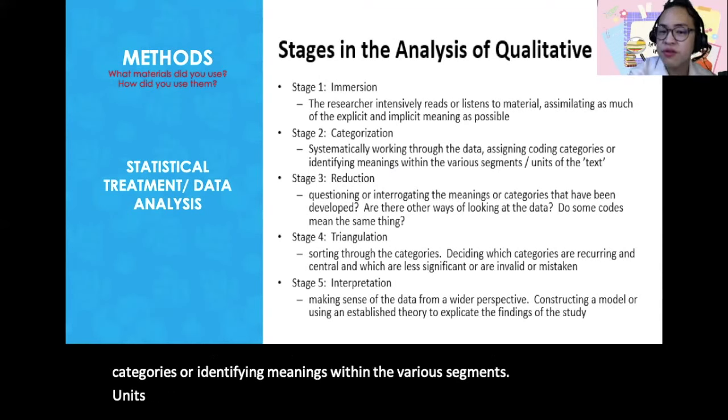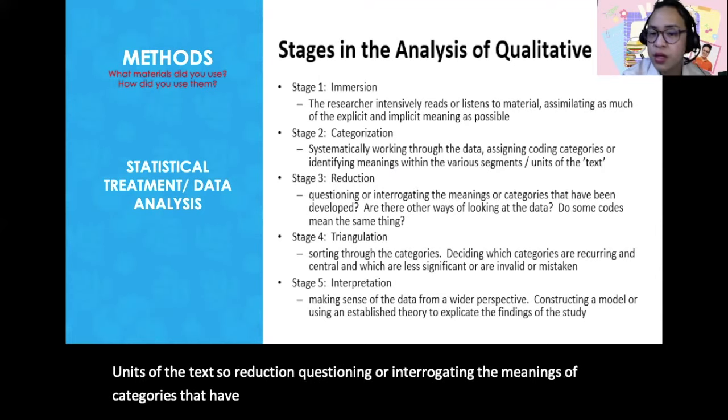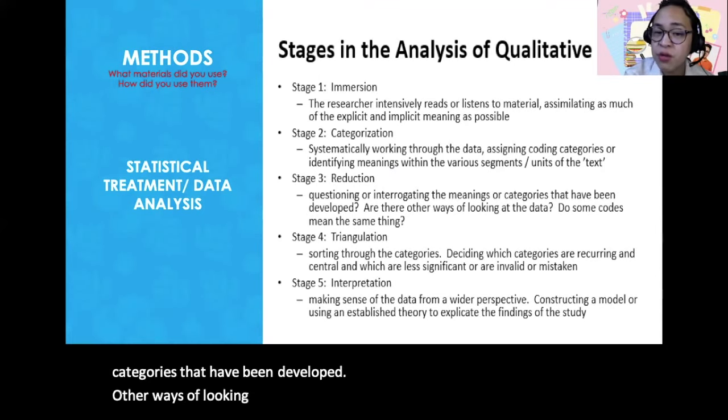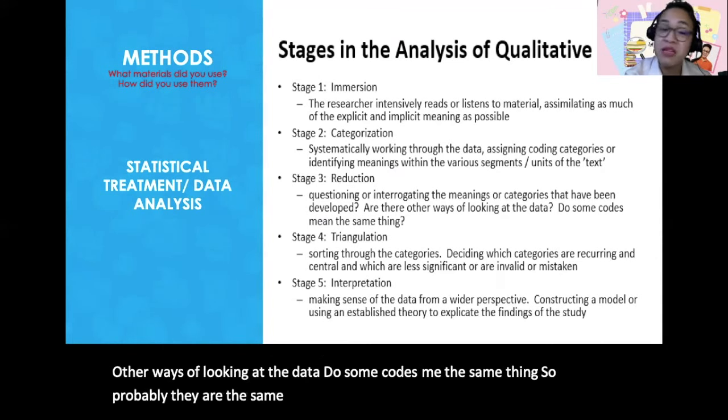Categorization: systematically working through the data, assigning coding categories or identifying meanings within the various segments, units of the text. Reduction: questioning or interrogating the meanings of categories that have been developed. Are there other ways of looking at the data? Do some codes mean the same thing? If they mean the same thing, we may merge them.